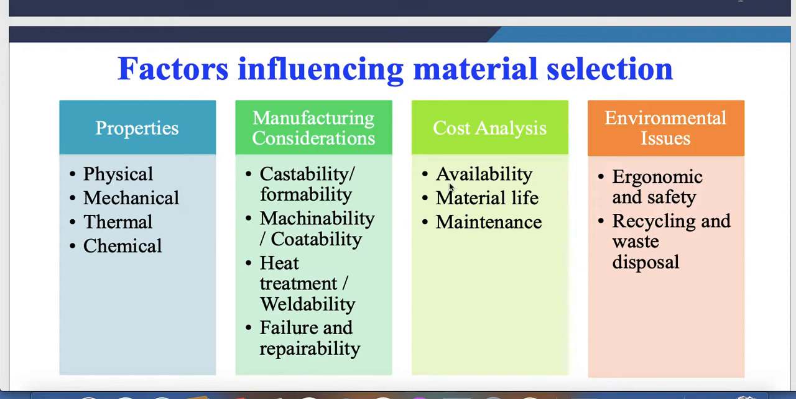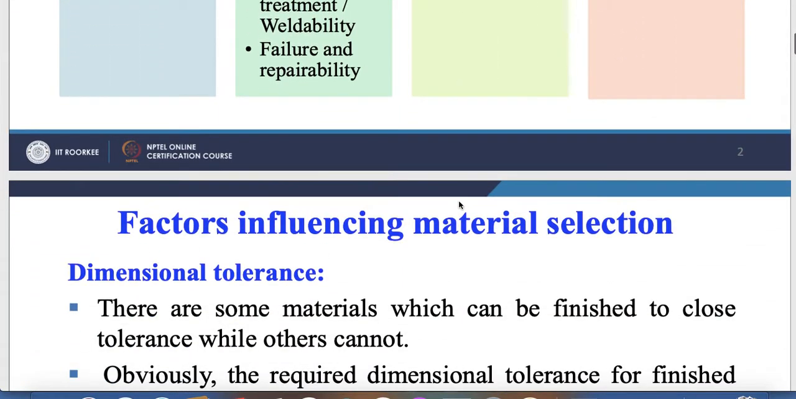Cost analysis covers the availability of raw material, availability of sub-assemblies, material life and maintenance. Next are environmental issues like ergonomics and safety, then recycling and waste disposal. These are the things to consider whenever you are selecting any material as per environmental concern. So let's talk about these in detail, and how these factors influence material selection.